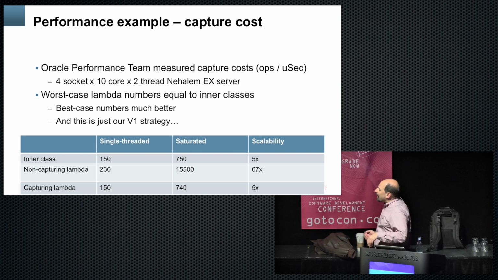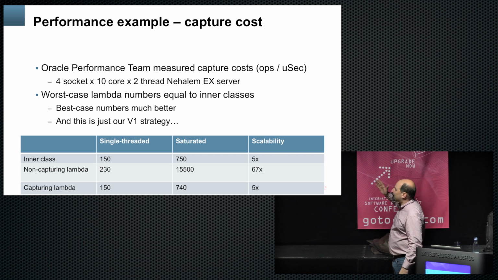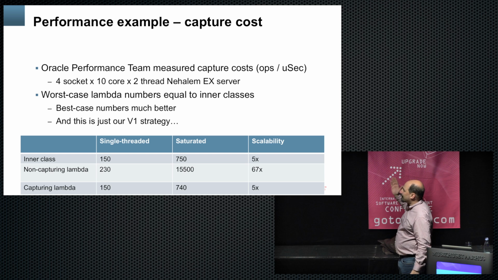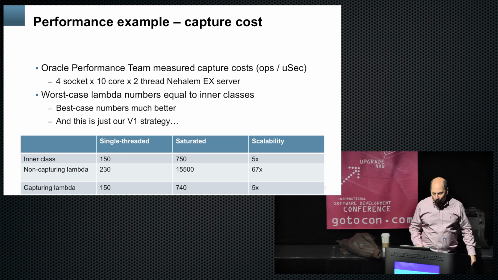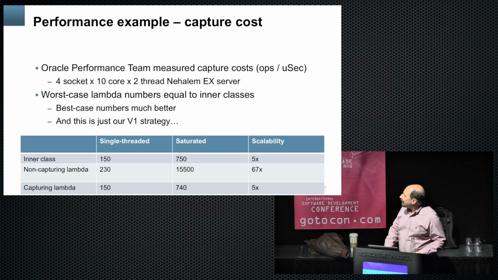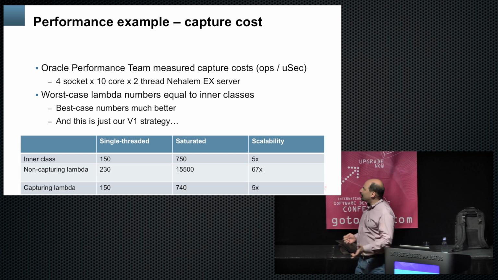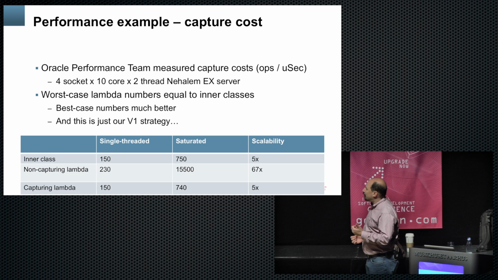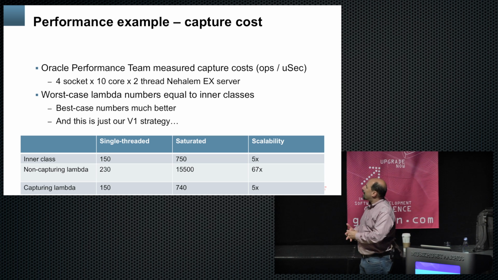Okay, so going from single-threaded to saturated, we see a 5x improvement in throughput for the inner class case and the capturing case, but an almost 70x increase in throughput for the non-capturing Lambda. And that's where that trick of caching the Lambda at the call site and turning it into a constant load really pays off, right? You don't have to do any heap management overhead, which has an impact on scalability.